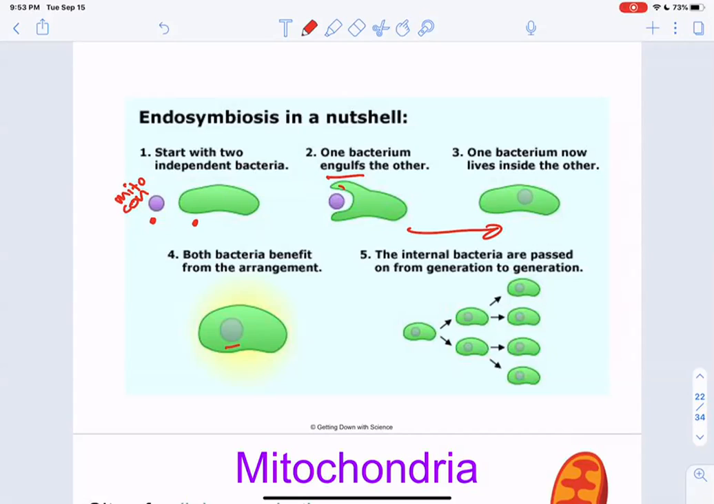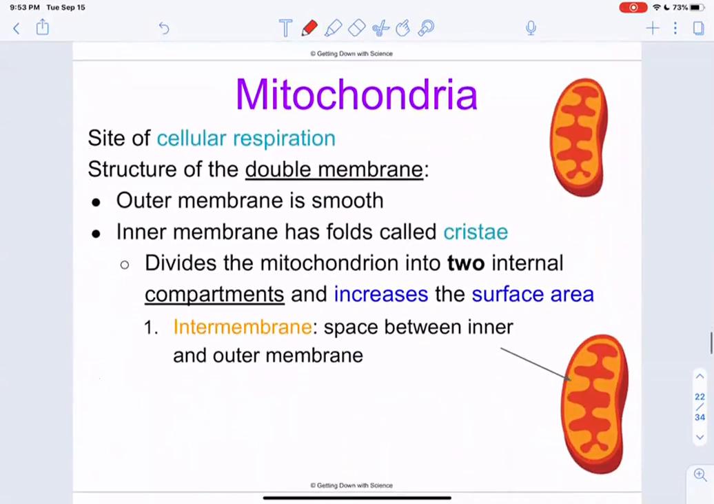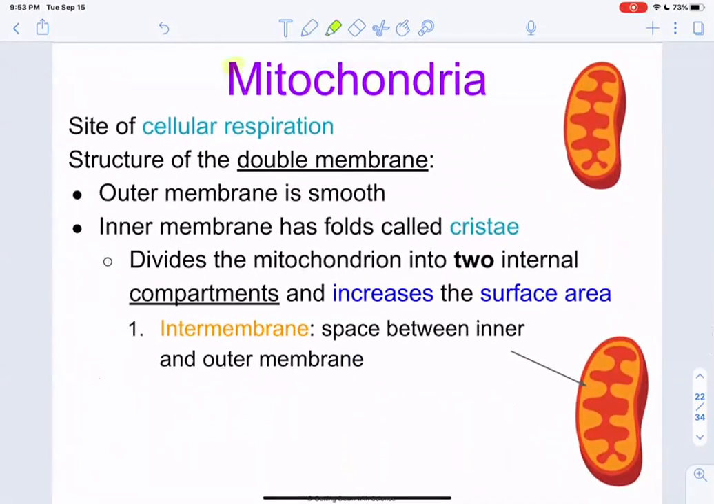Okay, let's start actually talking about these energy producing organelles, my bad. The first one we're going to talk about is the mitochondria.